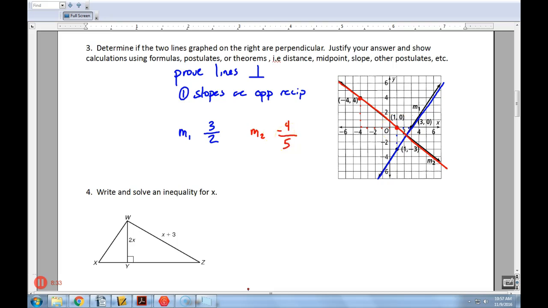These two slopes are not opposite reciprocals. So the answer is no. They are not perpendicular. Man, they look like it. They look pretty doggone close, but they're not.